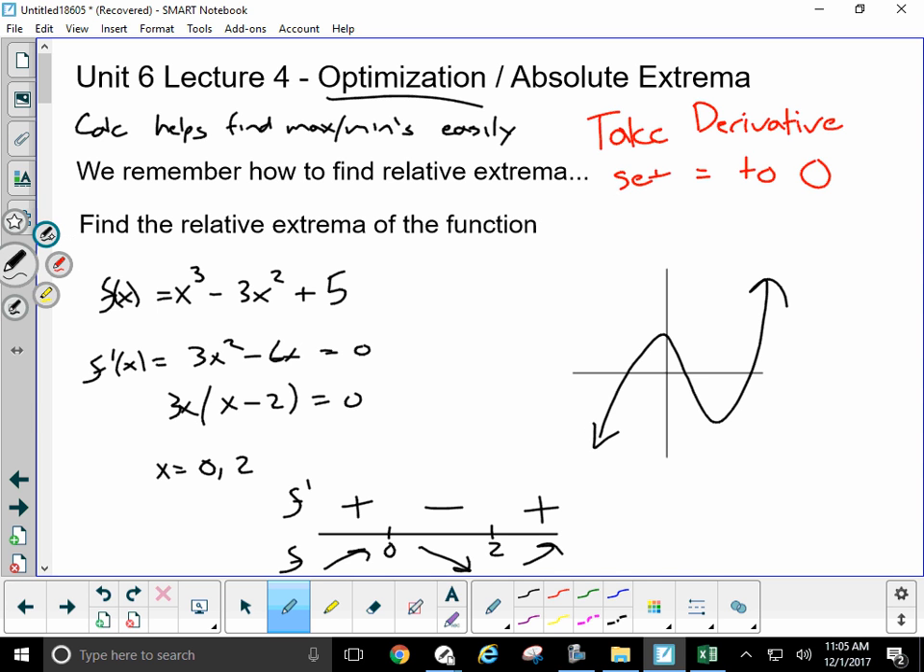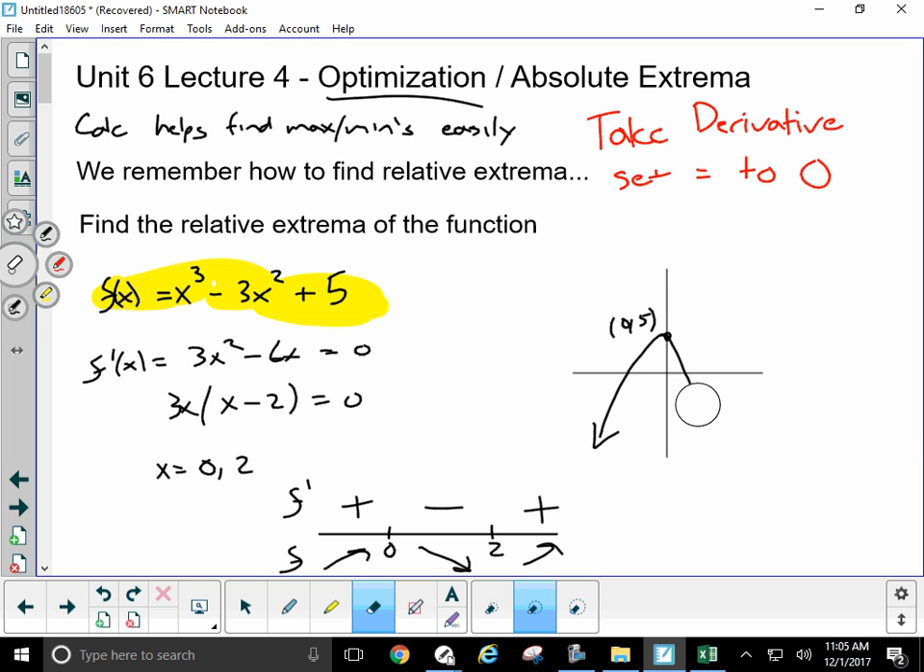We can go even further and plug in and find the function values using the original equation. You could say, oh, well, f of 0 is 5, so this is the point (0, 5). And f of 2, 8 minus 12 plus 4, this is actually at 1. So I didn't do a great job sketching it, but after checking some points, I could say, oh, that's the point (2, 1). Something like that, okay?